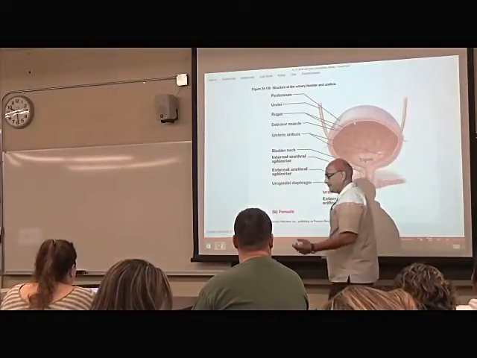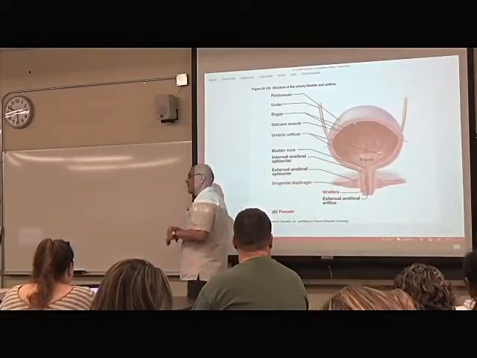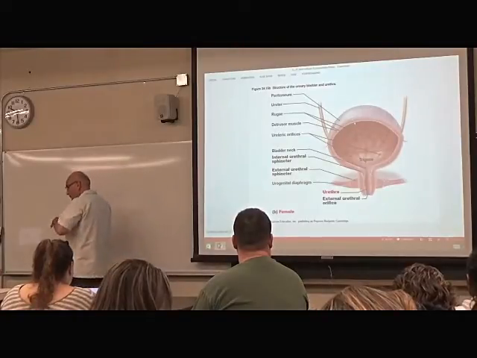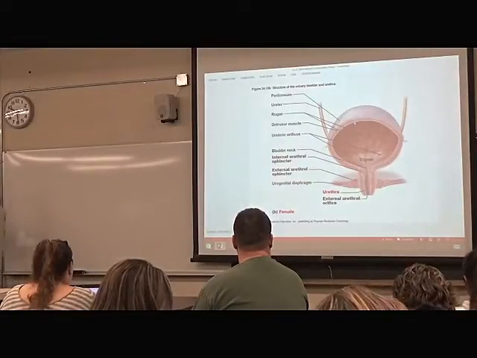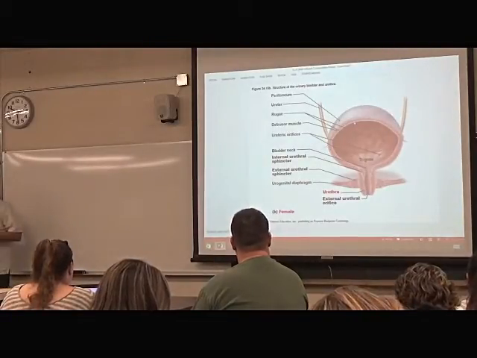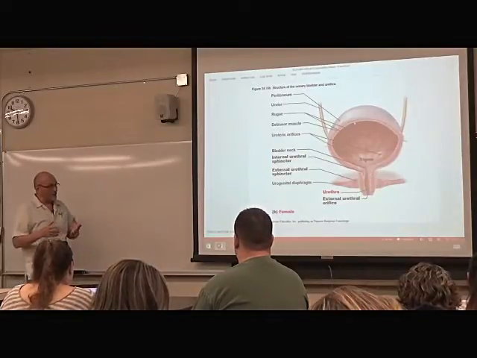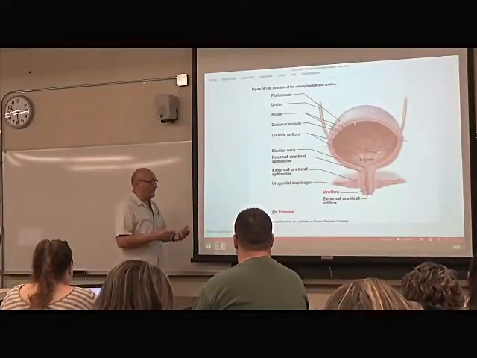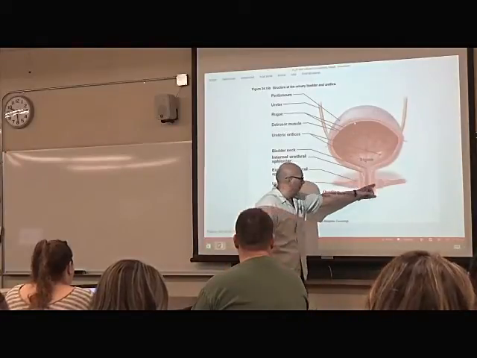So the bladder is nothing but a hollow, smooth muscular organ, which has an internal sphincter, which is under autonomic control, and an external sphincter, which is your urogenital diaphragm right here.